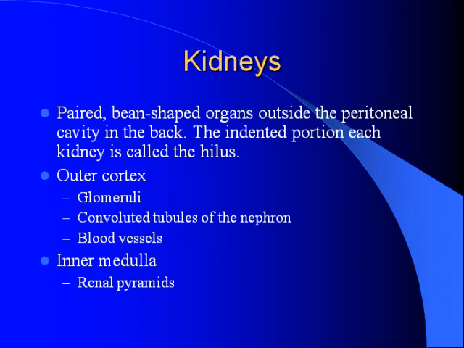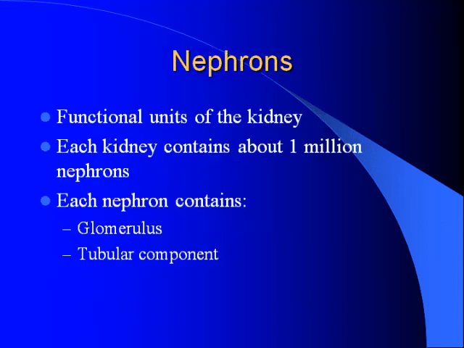The kidneys are paired, bean-shaped organs that sit outside the peritoneal cavity in the back. The indented portion is called the hilus. They're basically divided into two different portions. You have the outer cortex, which consists of the glomeruli, the convoluted tubules, and the blood vessels, and then the inner medulla, which contains your renal pyramid. The nephrons are the actual functional units of the kidney, and each kidney has about 1 million nephrons. Each nephron has its own glomerulus and its tubular component.